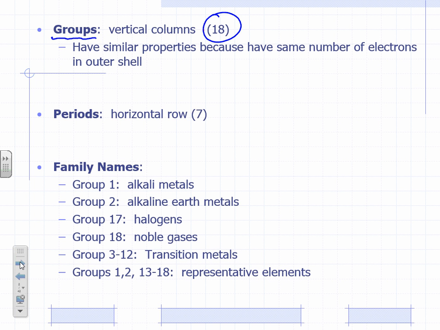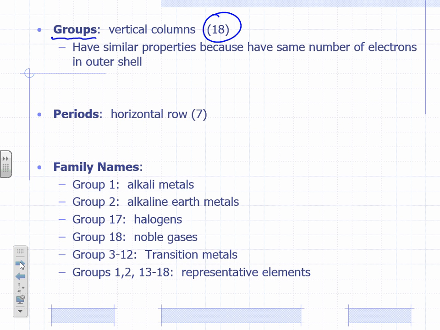And so there will be situations during the year where there will be questions that come from old exams that still use the old notation. So if you're ever confused about this, please ask your teacher for clarification. In any case, the vertical columns, which are called the groups, are numbered from 1 to 18.